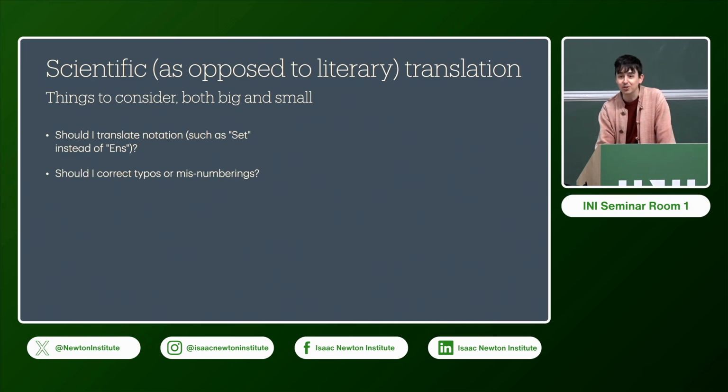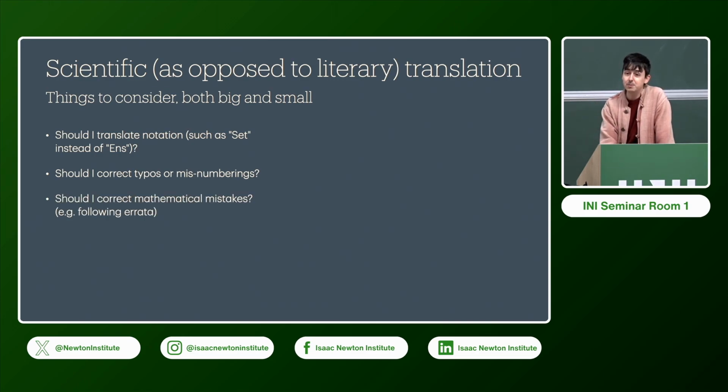If there are typos, a big one is misnumberings, which is really fun. I've translated a few papers of Deligne where there are two Theorem 2.1.7s. What do you do? One of them should be 2.1.8, because the next one is 2.1.9. Do I fix it to make future people trying to find 2.1.7 confused, or do I not?